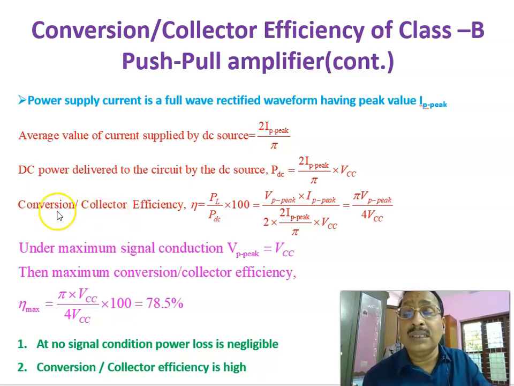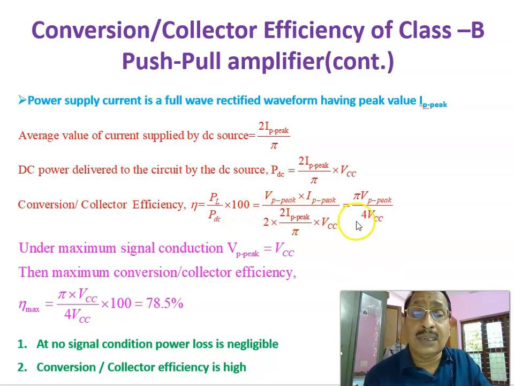Then we can calculate the conversion or collector efficiency, which is equal to the AC power delivered to the load divided by the DC power supplied from the battery, into 100 percent. That is equal to VP peak into IP peak divided by 2, then divided by PDC, that is 2 into IP peak divided by pi into VCC. Rearranging that, we get pi into VP peak divided by 4 VCC.